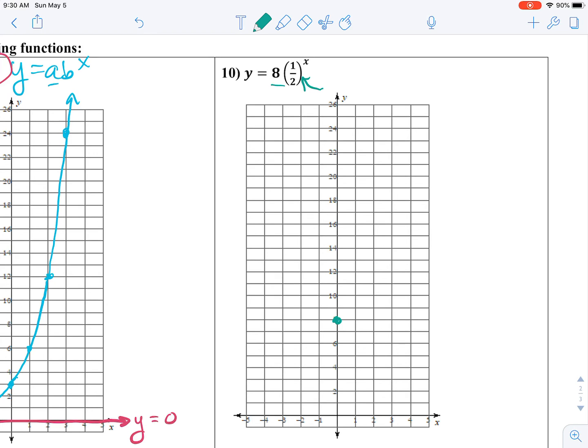So half of 8 is 4. So as I move 1 to the right, I'm going to go down to 4. And half of 4 is 2. And half of 2 is 1. And half of 1 is a half, and then a quarter. And those numbers were pretty straightforward.